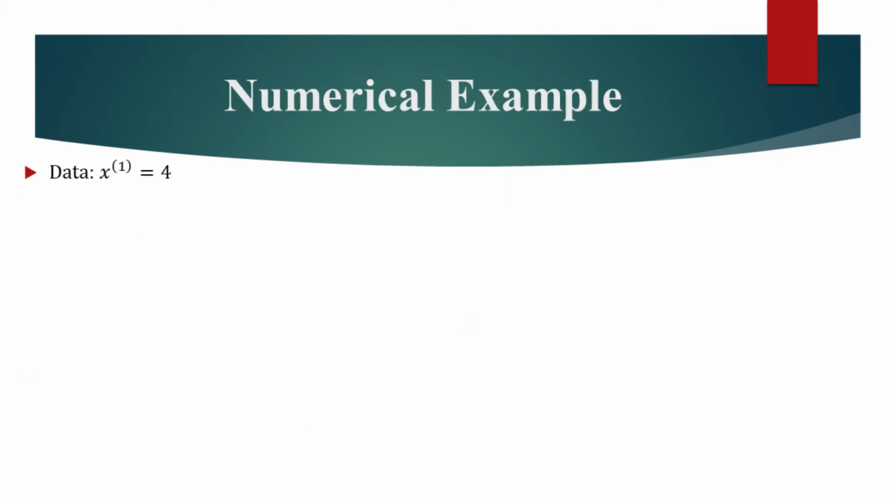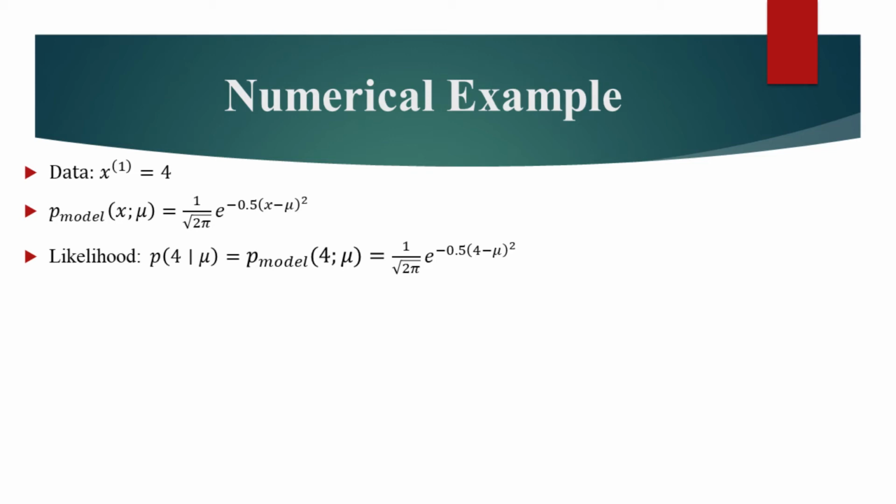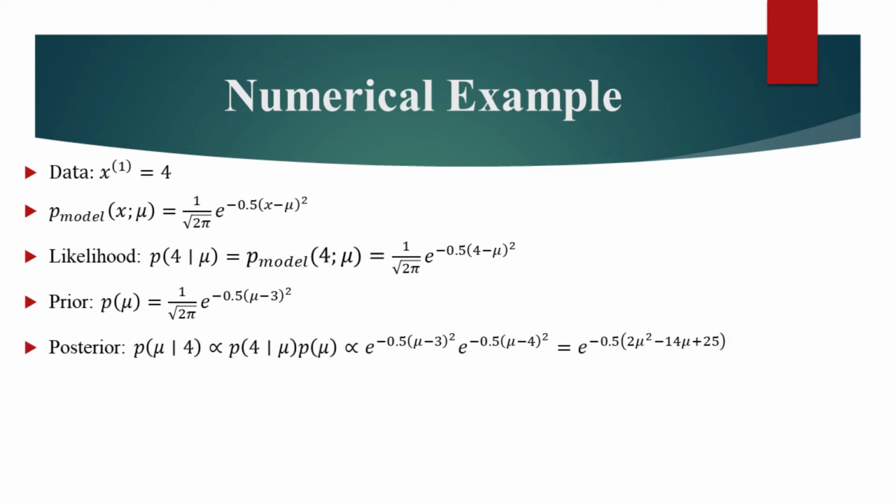Let's say our data consists of a single data point and our model is a Gaussian with unit variance parameterized with mean mu. Given the model and data, it is possible to find a likelihood function. It will be a Gaussian with unit variance and mean 4. We are also given that the prior is a Gaussian with unit variance and mean 3. We can now multiply the unnormalized prior and likelihood to find a function proportional to the posterior.